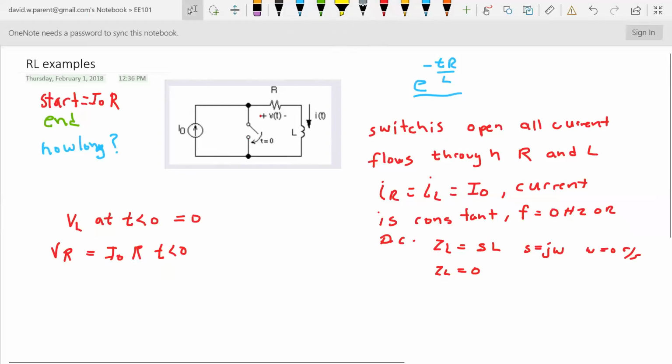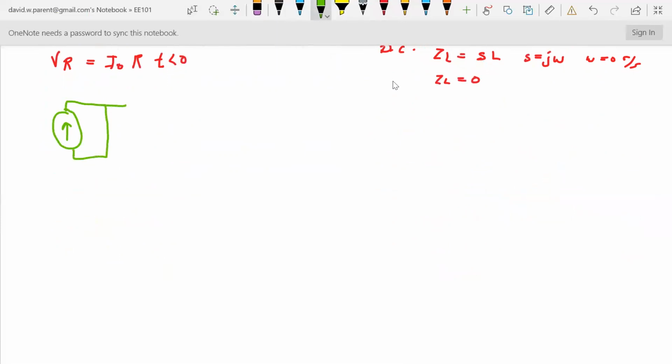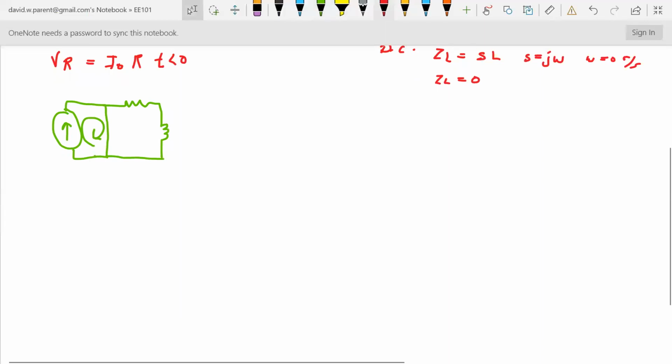All right, let's end it. I'm just going to redraw it. We close the switch. Now, this really is a very mathematical type of picture. All the current now is going through here. There used to be 2 nodes, but now it's actually the same node.